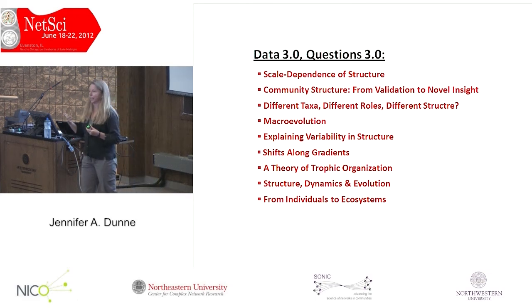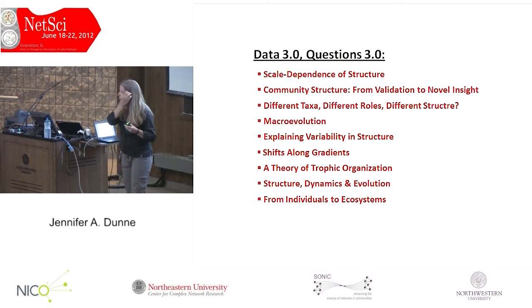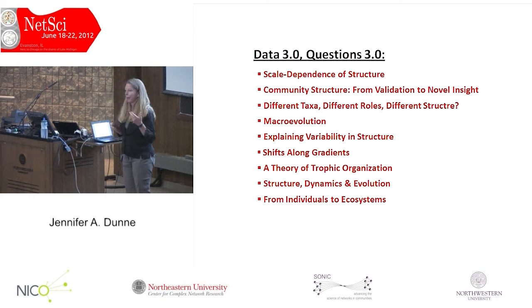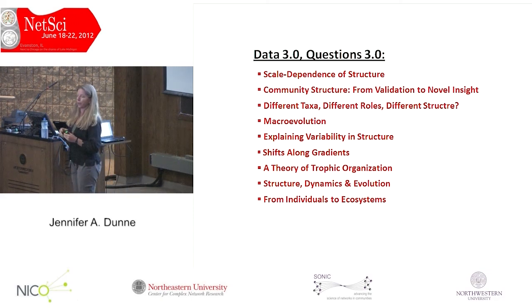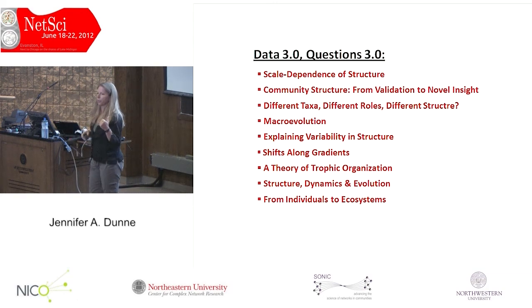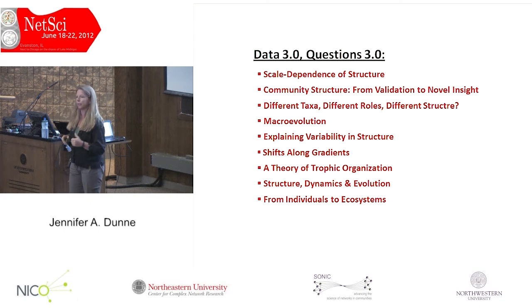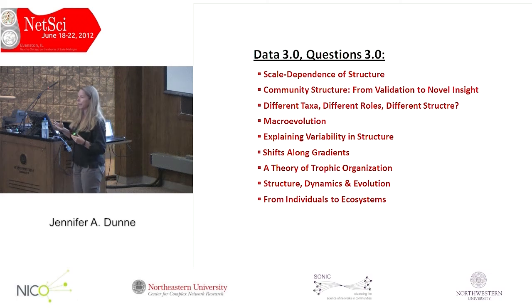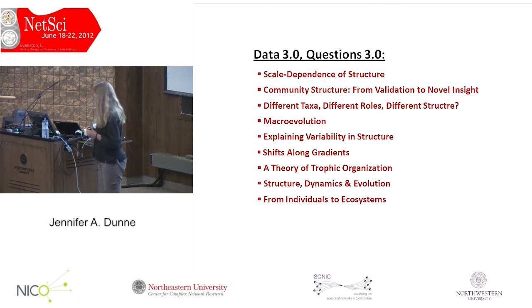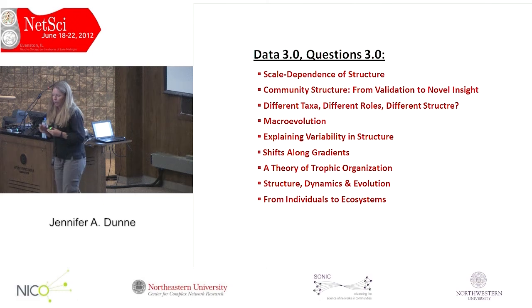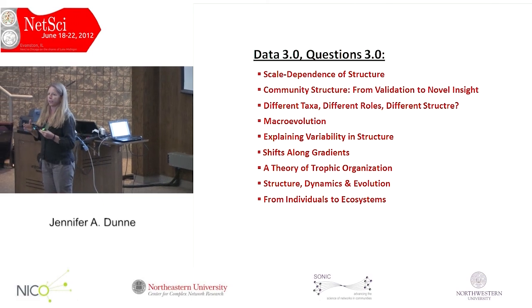As you add different taxa in, are they playing different roles in the system, and does it lead to different kinds of organization in the system? Do parasites play different topological roles than other kinds of predators? That's one of the things we're looking at. We can start to ask interesting questions about macroevolution with the deep time data. We can do more to explain variability in structure in terms of traits and flows and other kinds of information. I also think another thing is we really need to develop a theory of trophic organization.